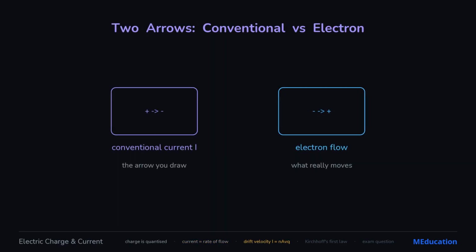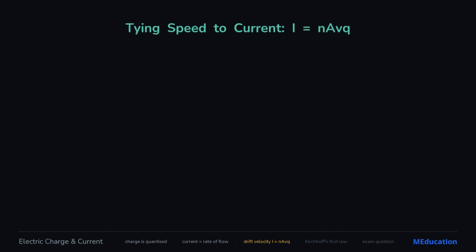Before the equation, one warning about direction. In a metal, the things that actually move are negative electrons, drifting from the negative terminal to the positive. But long before electrons were found, science had already agreed current runs from plus to minus. We never undid that. So the rule is simple. Every arrow, every symbol I, every left-hand rule later in the course uses conventional current, positive to negative. Only switch to electron flow when a question says the words electron flow. Get this wrong and a whole circuit answer flips backwards.